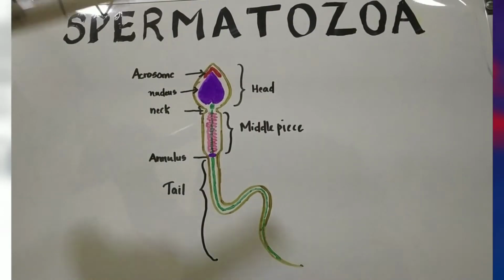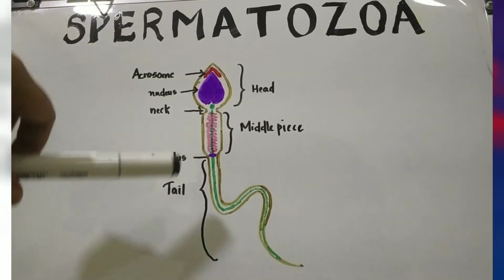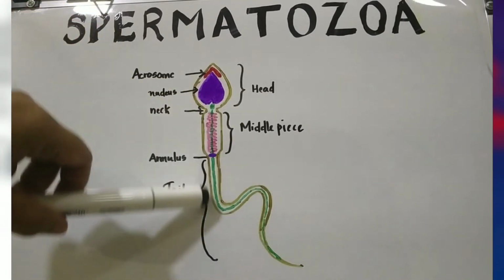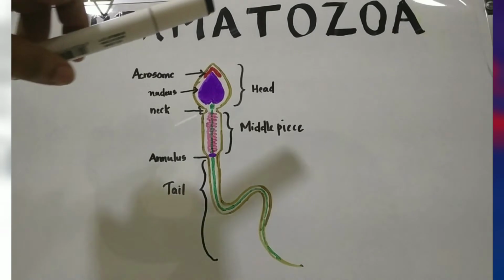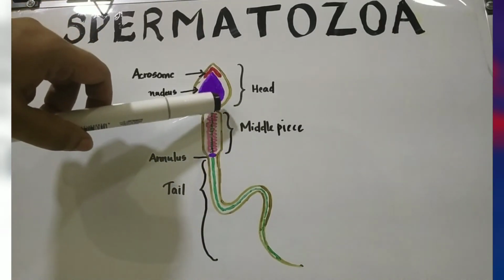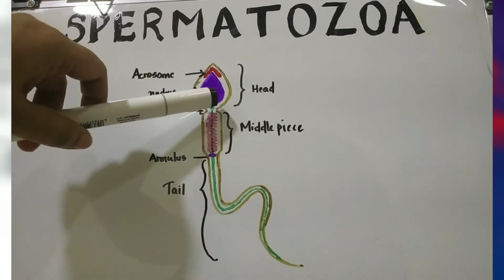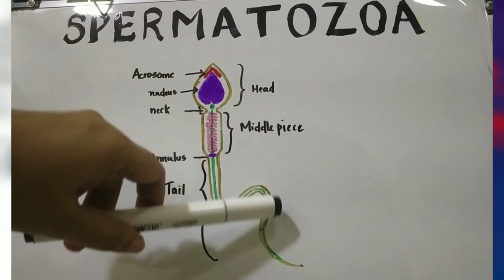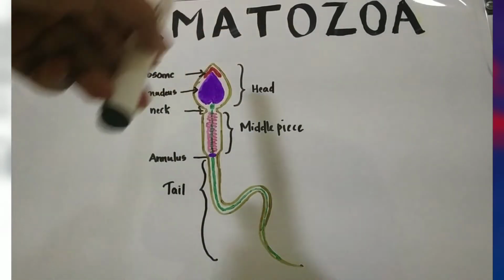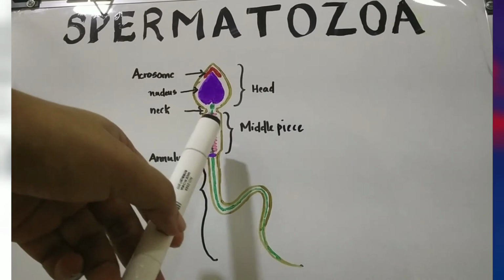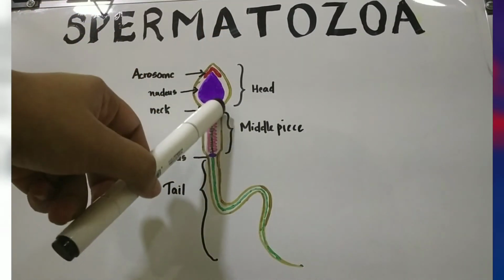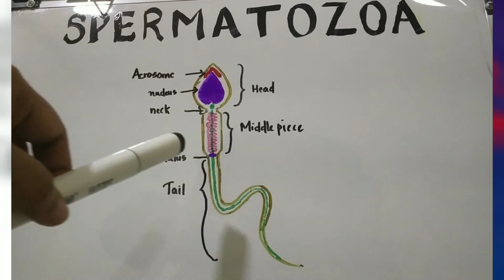So now we will discuss the middle piece and the tail, and the tail is also called the principal piece. So this is the middle piece and this is the tail region. The axial filament arises just behind the centriole and it is seen throughout the middle piece and also in the tail. In the middle piece, the axial filament is covered by a spiral sheath of mitochondria. So this is the spiral sheath of mitochondria.